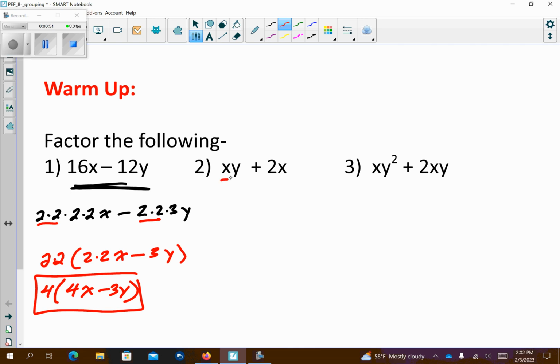Number 2, pretty simple. What does it appear we have in common between the two? Yeah, I just underlined it. It's x. If I factor an x out, I'm left with y plus 2. Notice I kept the addition sign. This one, think about what xy squared is. That's xyy. And then 2xy is the same thing. All right, so they both have an x and a y. So we're going to factor that out. That comes out front. That leaves me y plus 2. And there's our answer.